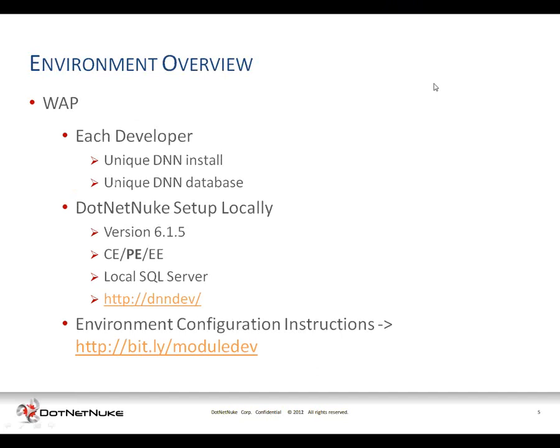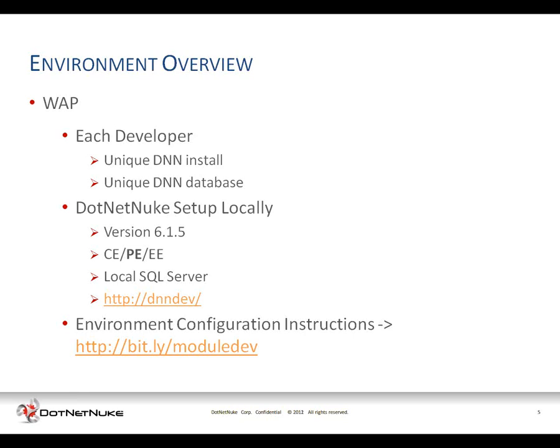So with the WAP approach, or the web application project approach, each developer is going to have their own unique DotNetNuke installation. That's going to be set up locally on their local server or their local machine, laptop, desktop, whatever the case may be. So they're going to have their own install. They're also going to have their own database. What that allows is, as developers are making changes and doing customizations, they don't step on each other's toes. They don't cause problems with another person's installation, another person's development.